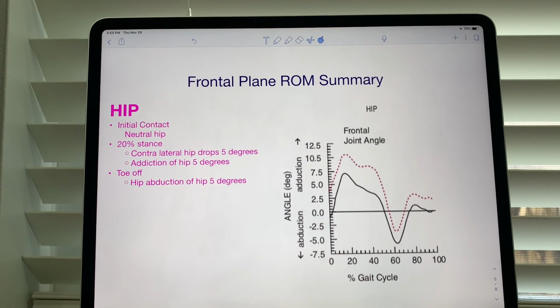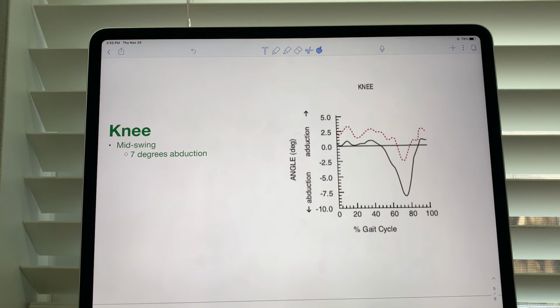We are going to talk about frontal plane range of motion, and we are going to start with the hip. The standing hip goes to 5 degrees of adduction from 0% to 20%, and then it moves into abduction of the hip at 60%. This is accomplished by gluteus medius and quadratus lumborum. It goes to 7 degrees of abduction at 70% of the gait cycle.